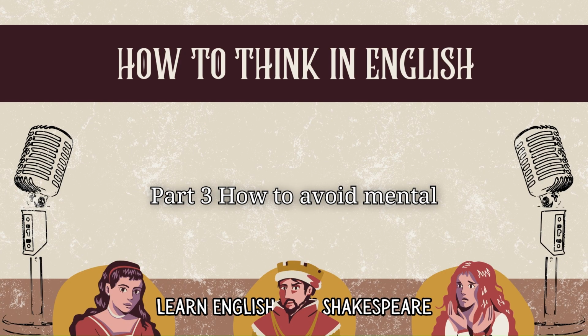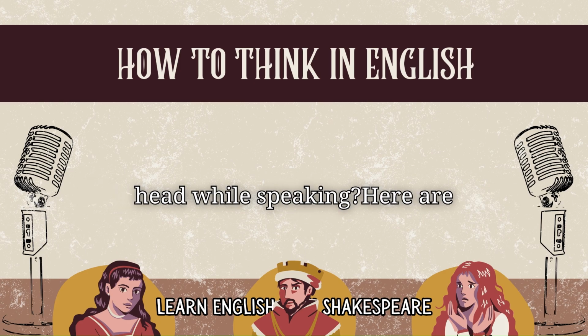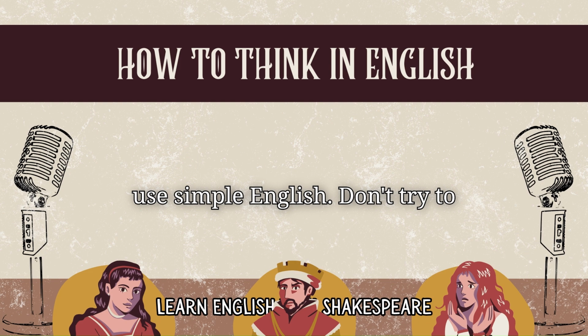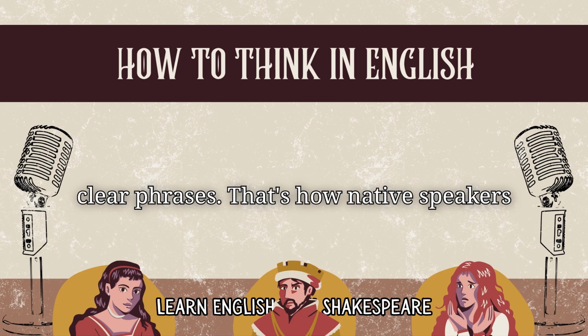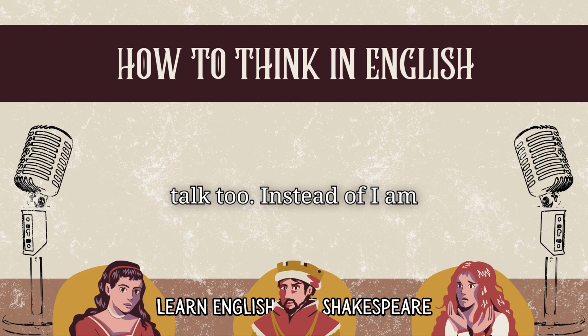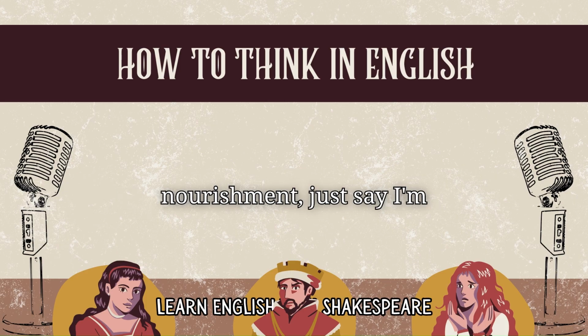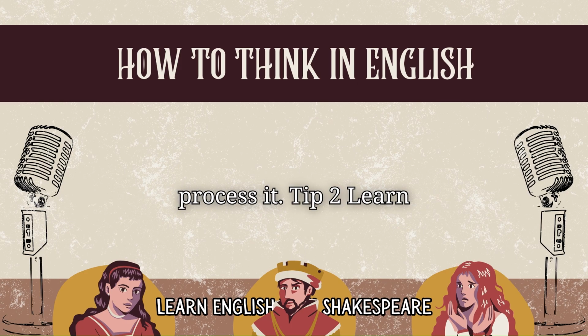Part 3. How to avoid mental translation while speaking. So, how can you stop translating in your head while speaking? Here are 4 powerful tips. Tip 1. Use simple English. Don't try to speak like a dictionary. Use basic, clear phrases. That's how native speakers talk too. Instead of, I am experiencing an intense desire for nourishment, just say, I'm hungry. The simpler your English, the faster your brain can process it.